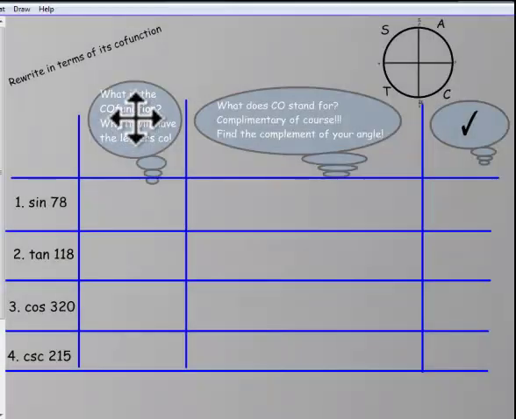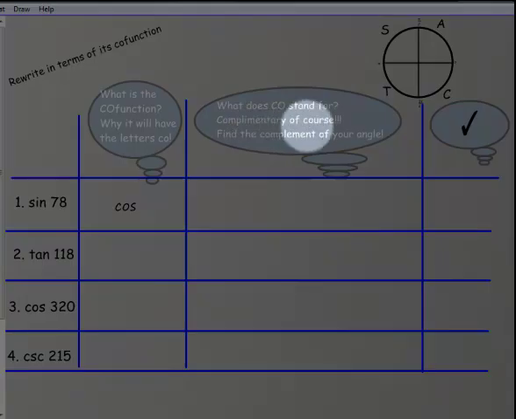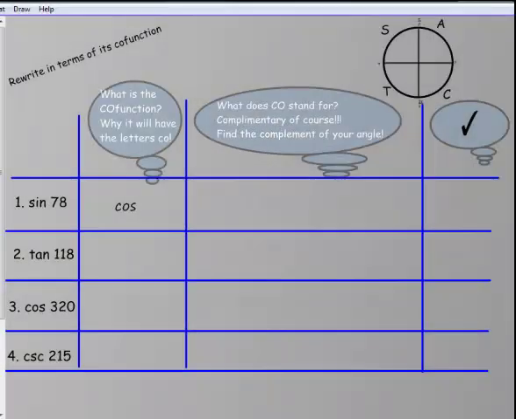Well, it's whatever co is. Co, sine, so its cofunction is cosine. Next thing we have to do is figure out the complement. That's what co stands for. So we have to find the complement of my angle.